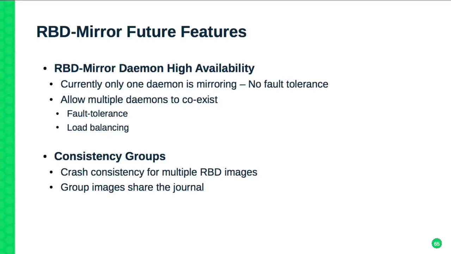replaying all the events. And there is also another feature called consistency groups that will allow crash consistency across multiple RBD images. The essential idea is that you get a single journal for a group of images, and that you will get crash consistency across several images.